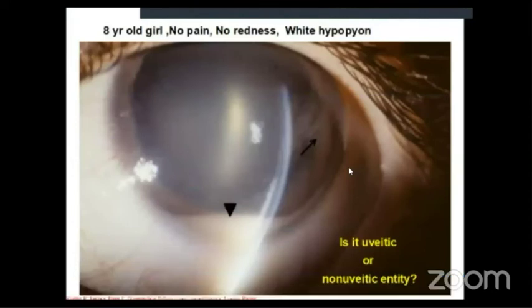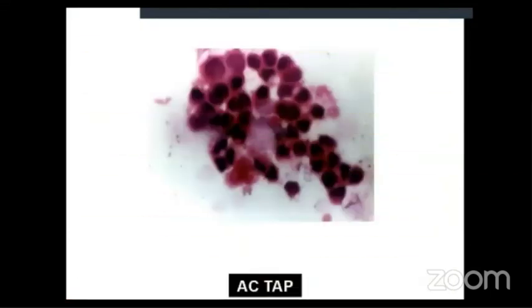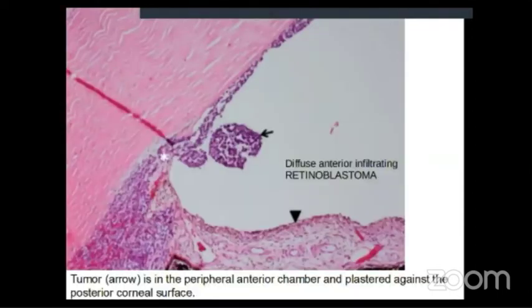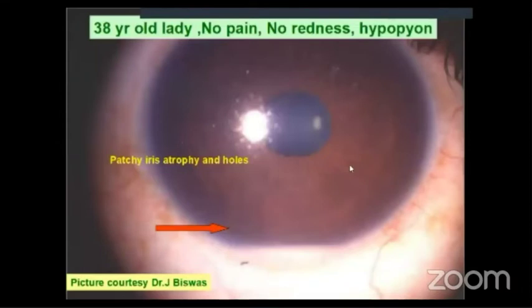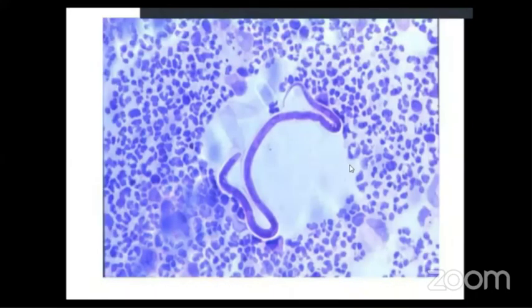This is the case of an 8-year-old girl, no pain, no redness, white hypopyon, an aqueous tap revealed presence of malignant cells, which confirmed the suspicion of retinoblastoma. Subsequent enucleation confirmed presence of diffuse anterior infiltrating retinoblastoma. This case was not at all a uveitic entity. Here is a 38-year-old lady with no pain, no redness, hypopyon, but with patchy iris atrophy holes, and AC tap revealed inflammatory exudate with migrating microfilarial worm.